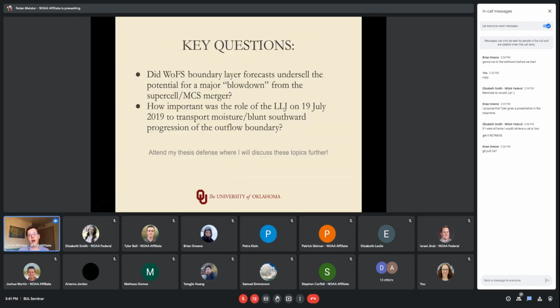So the key questions here are, did WAFS's boundary layer forecast undersell the potential for the blowdown by maybe overselling the potential for supercells with their initializations compared to the Prentice wind profiler? Was it maybe favoring the supercell mode too much, and that would have led us to miss what actually happened? And then how important was the role of the low-level jet over the night on the 19th of July in transporting moisture back northward and maybe blunting the southward progression of the outflow boundary?